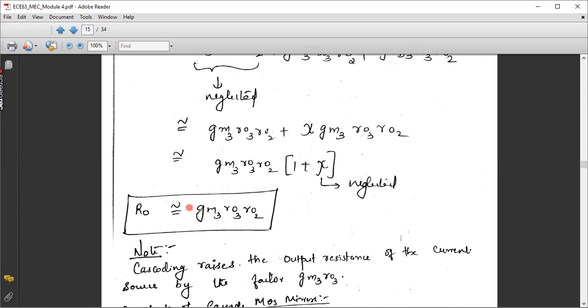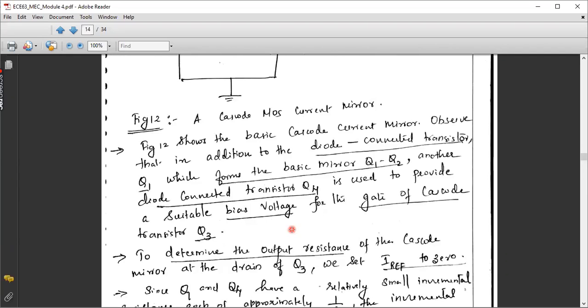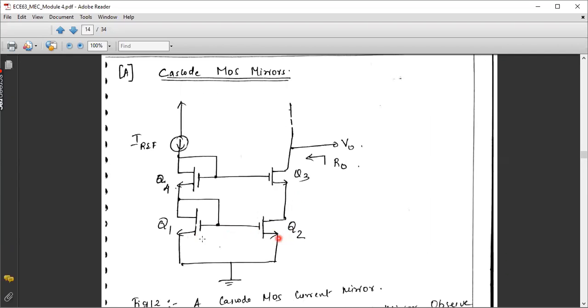That means your output resistance has increased by a factor of GM3 R03 when you compare with the normal mirror circuit. Normal mirror means you will be having only Q1 and Q2, isn't it, students? IREF will be connected directly over Q1 and Q2 will act as the output transistor, and I2 will be your output current. But instead of that, I have stacked one more unit, that is Q4 and Q3 in a cascade manner. So what is the advantage of connecting this Q4 and Q3 over Q1 and Q2?